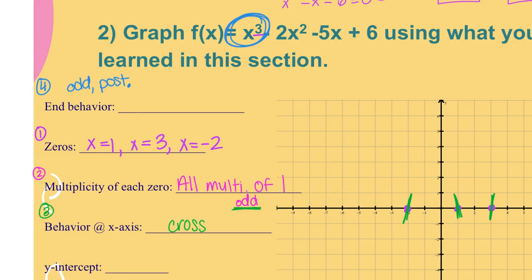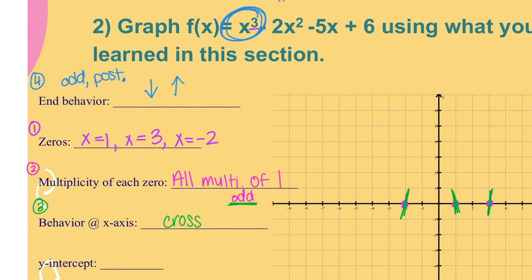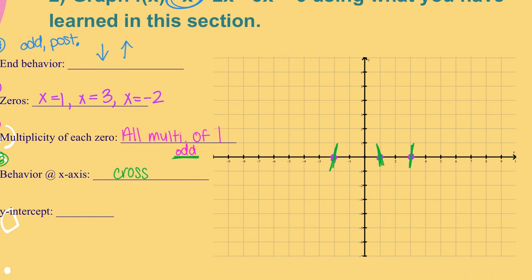So because it's odd, are they in opposite directions or the same directions? They're opposite directions. Now I need to determine, am I going down first or up first? I'm going to go down first and up. That's all you really have to do. You could just draw it out. You don't have to write it out. So my end behavior, how is that going to help me with my graph? That means this is going down and my last dot is going up. Okay, so we could kind of see it coming together.